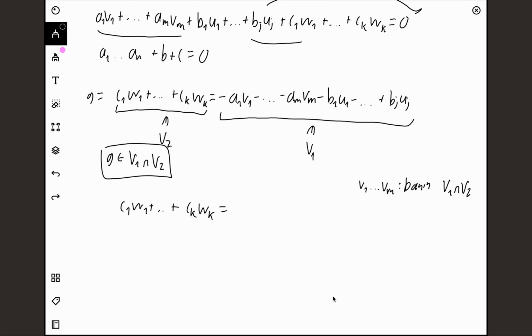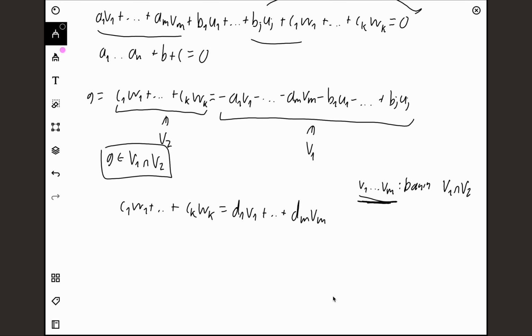But we can also write this vector using the other basis. We have another basis for V1 and V2. Basically, what we're saying here is that the w vectors are a basis and the v's are a basis. So we can write the same vector using another basis, using the v basis, but it's going to have some other coefficients. We can say that the coefficients are d. So d1 v1 plus up to dm vm.